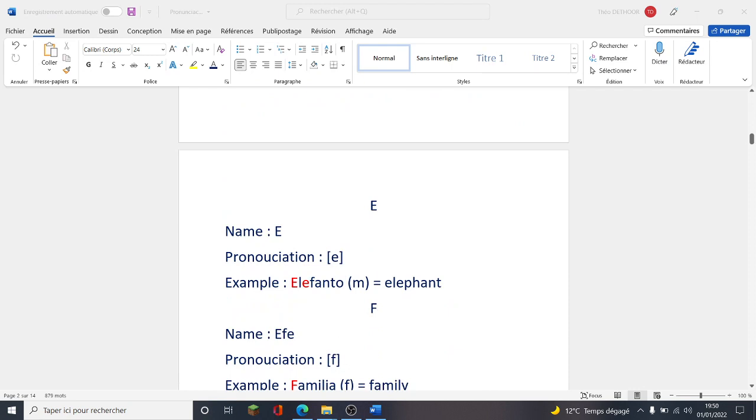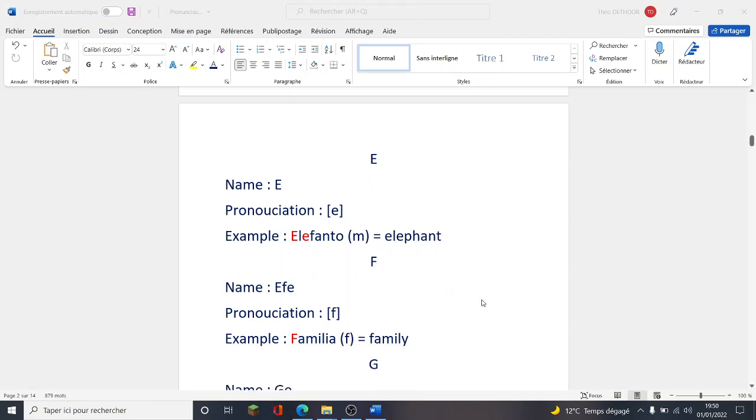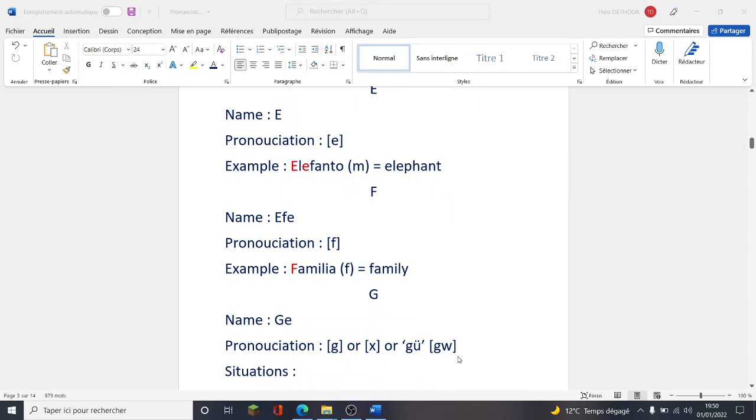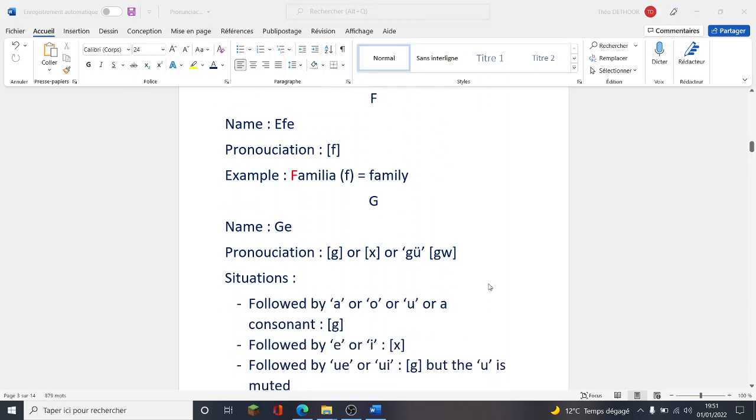The letter E in Spanish is called la E, and it's pronounced E, like in the word elefante, which is masculine and means elephant. What about the letter F? The letter F is called la F, and its pronunciation is F, like in the word familia, which is feminine and means family.